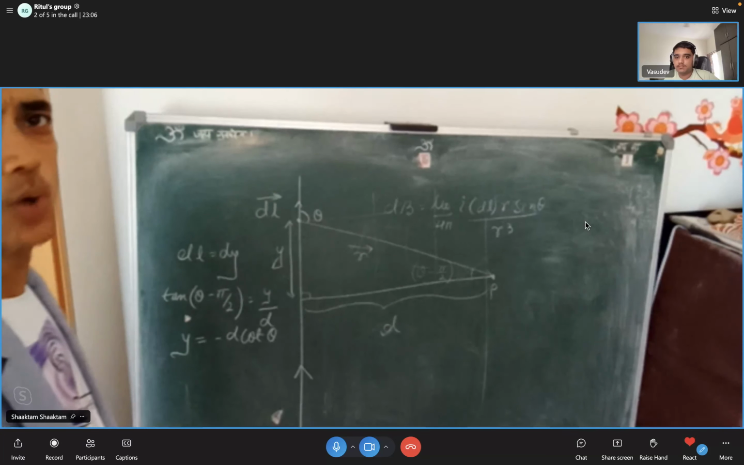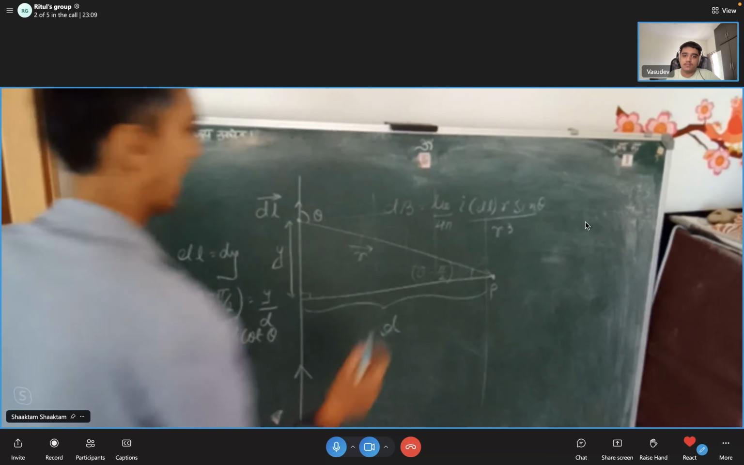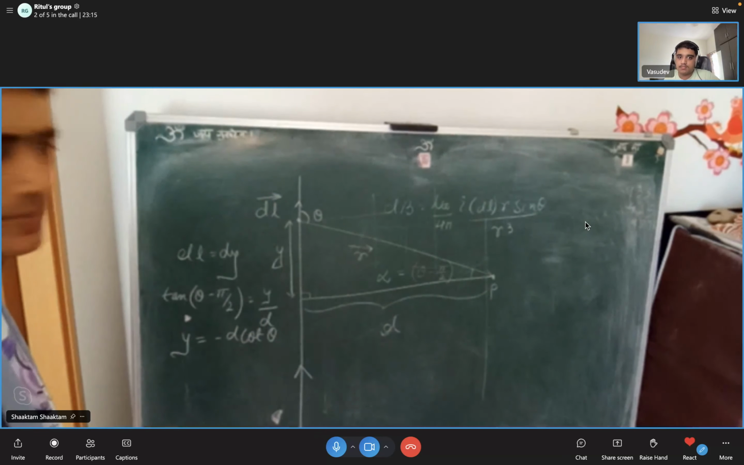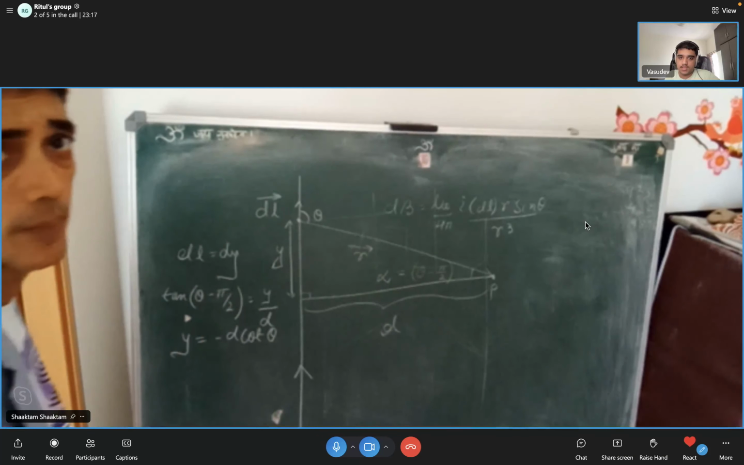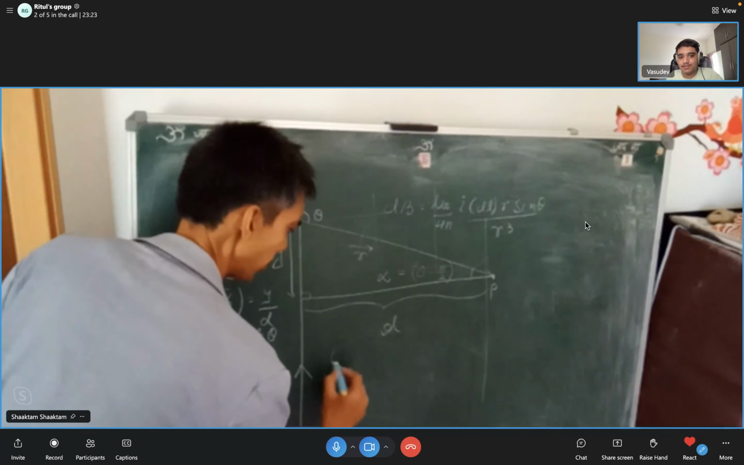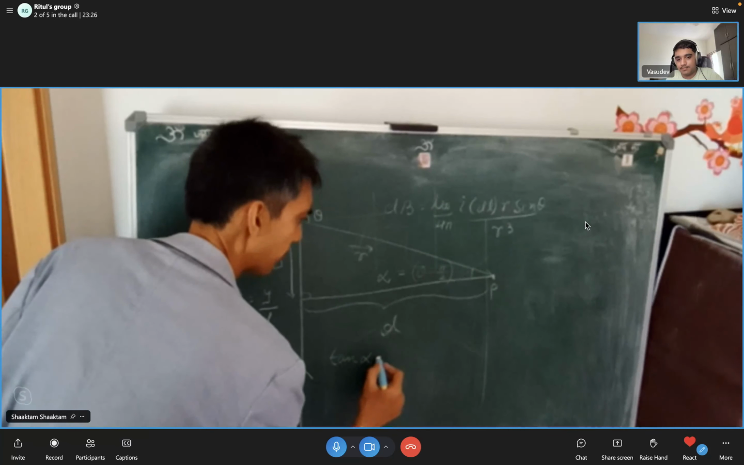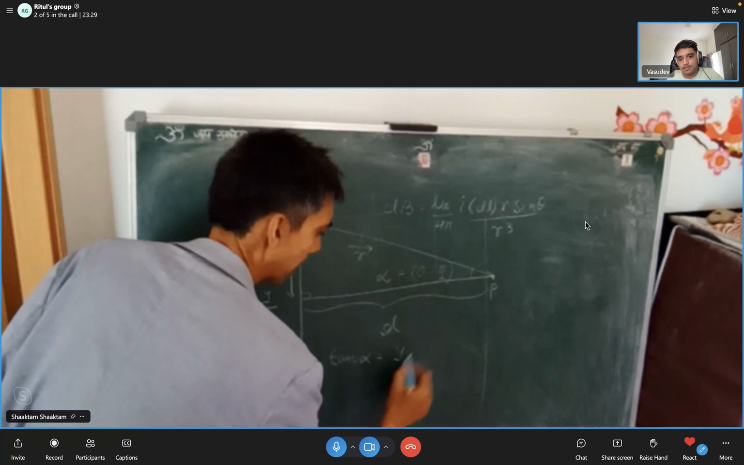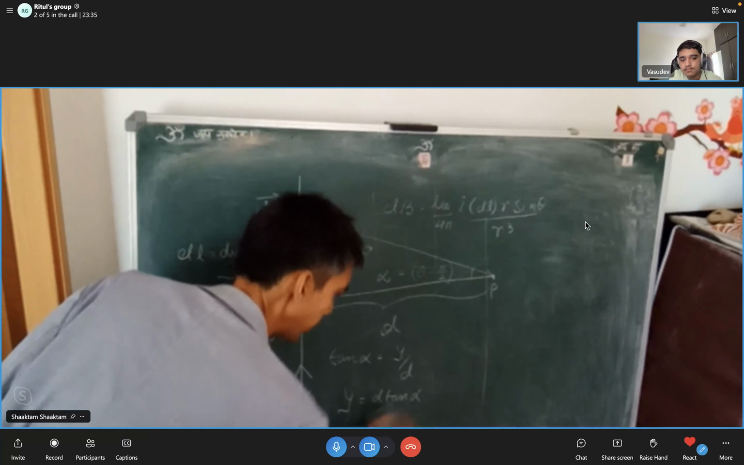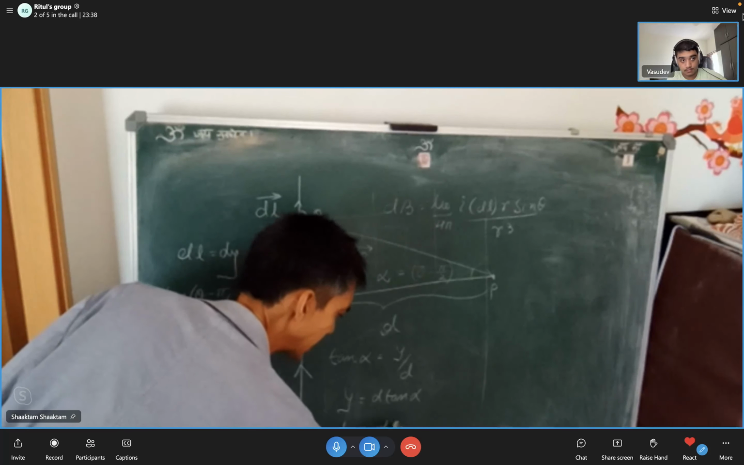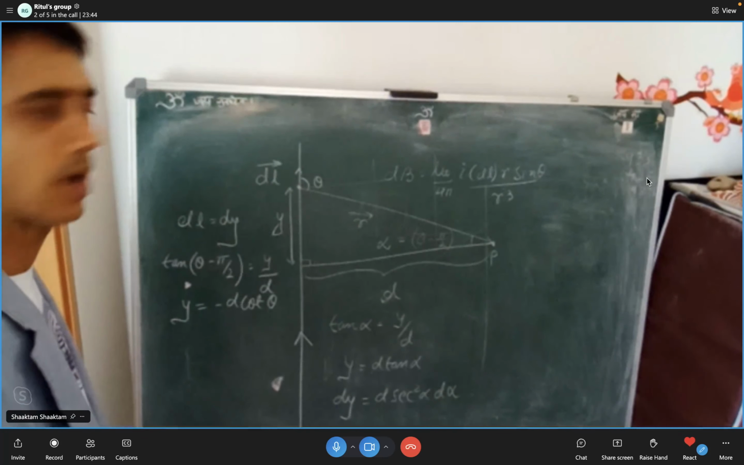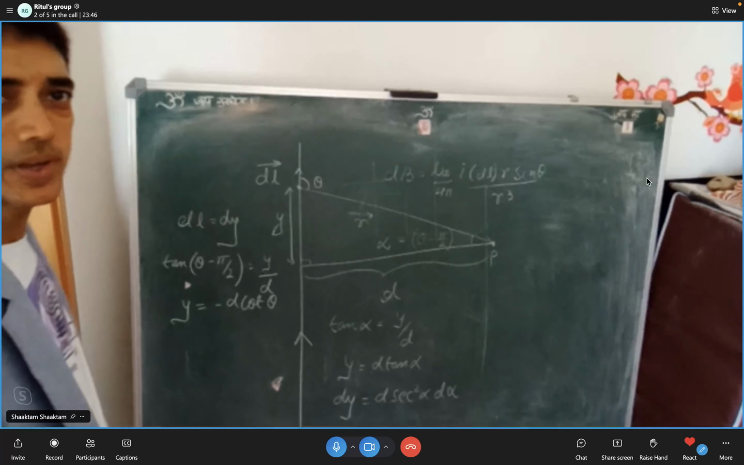To make it simple, I write this angle as alpha. It's slightly complicated over here, so I take alpha and go by tan alpha, right, dear? Yes, sir. I actually wanted to propose that a lot earlier. That is better. As per your word, tan alpha is y by d. So y is equal to d tan alpha. Accordingly, dy is d sec squared alpha d alpha, right? Yes, sir.